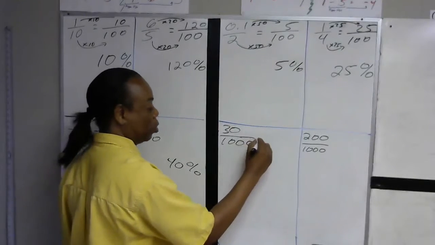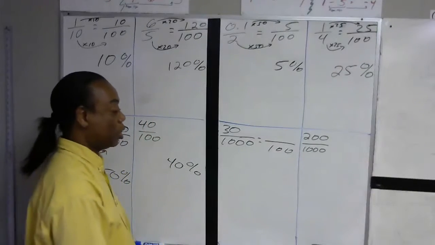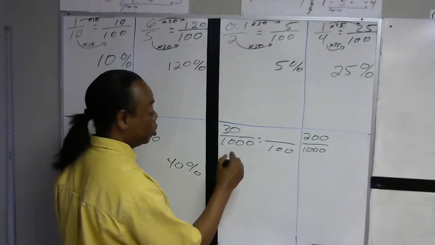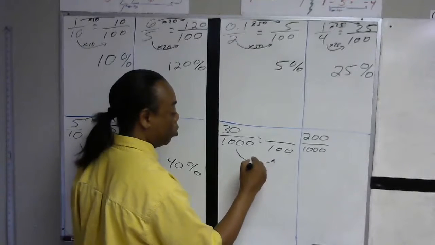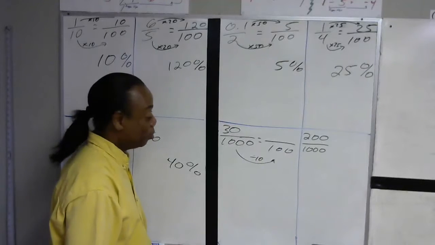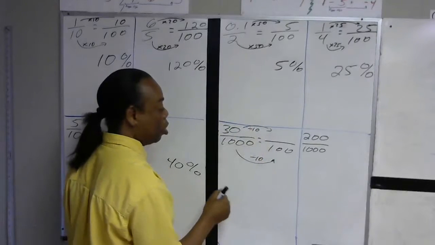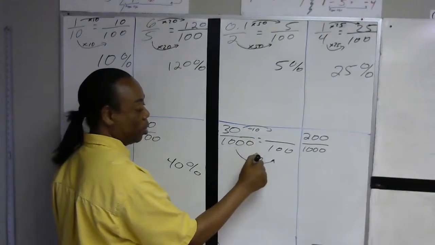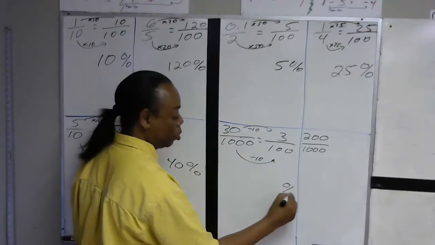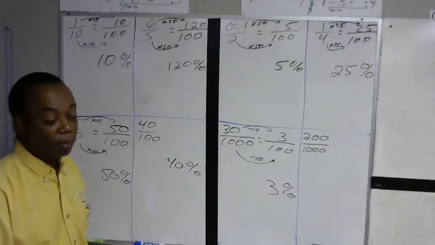This is 1,000. To convert a 1,000 into a 100, instead of multiplying by 10, we're going to divide. So here, we need to divide by 10. So instead of a multiplier, we need a divider. So here I use the same divider. 30 divided by 10 becomes a 3. So now I have 100 here, which becomes the percentage, and the 3 goes in front. So 30 out of 1,000 is 3%.